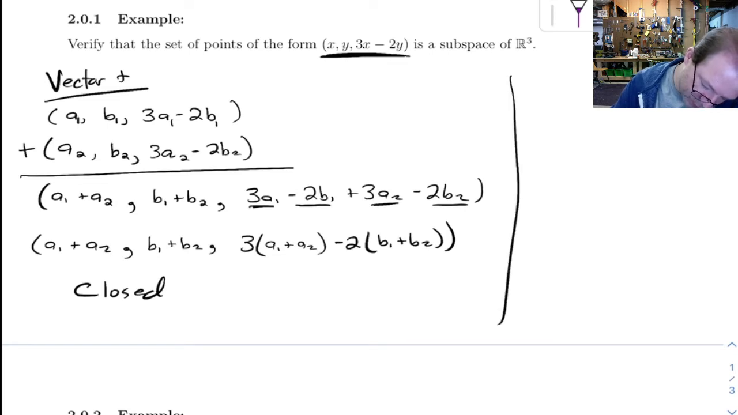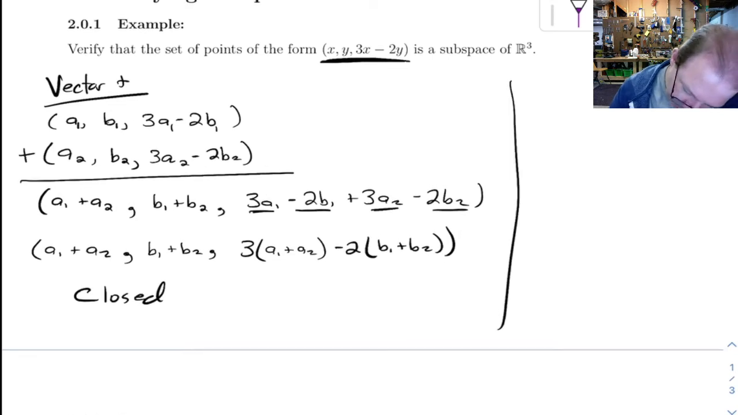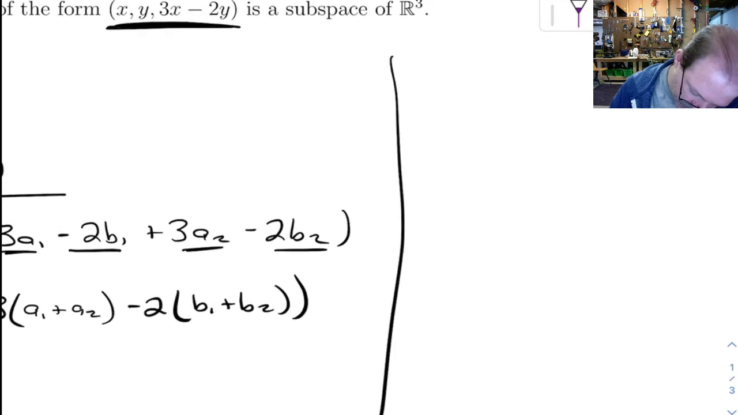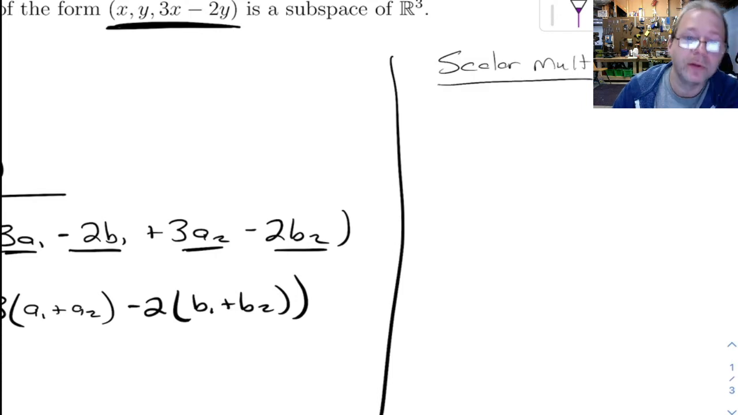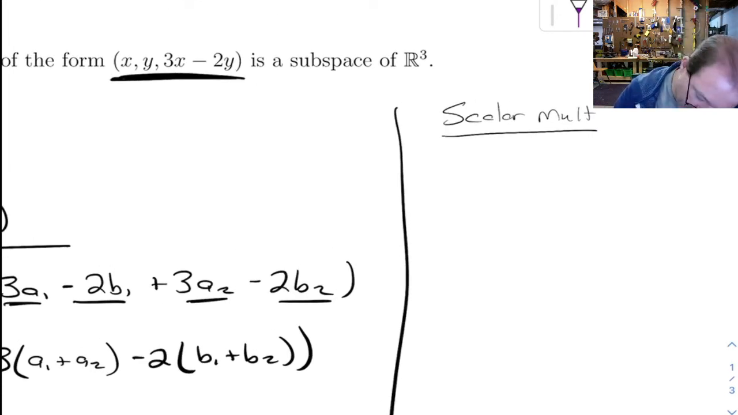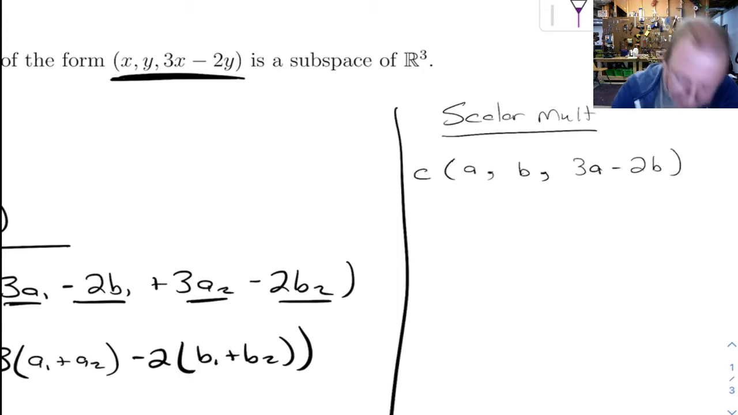Now we have to do a similar thing with scalar multiplication. I'm going to make this bigger so I can fit it in here. Scalar multiplication. All right, so I'm going to take an arbitrary vector, or point, whichever you want to call it. So a, b, and then this is 3 times the first minus 2 times the second. And I'm going to multiply it by an arbitrary constant, c.